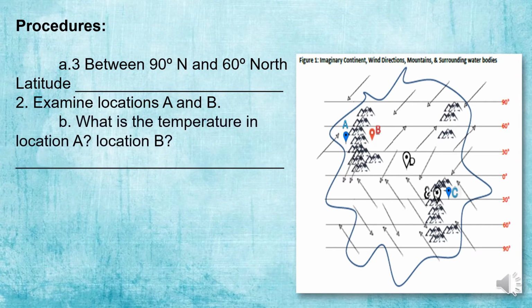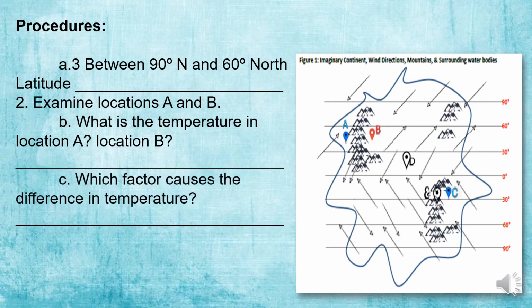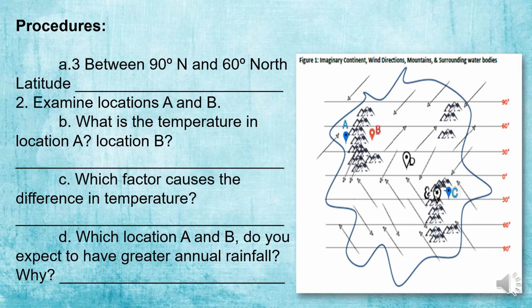Question letter B. What is the temperature in location A? How about in location B? Question letter C. Which factor causes the difference in temperature? And question letter D. Which location, A or B, do you expect to have greater annual rainfall? Why? Learners, you may pause this video for a while as you accomplish the task.